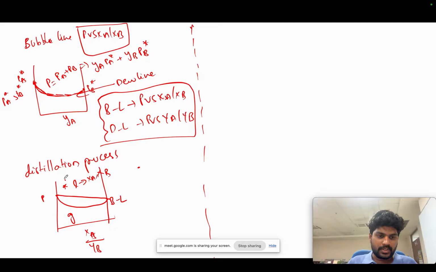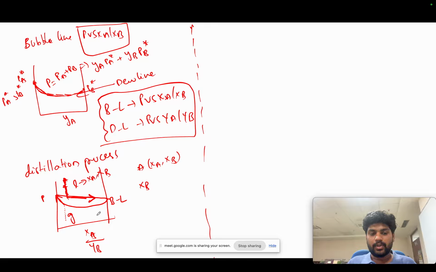Suppose this is the A position. In the A position, we have XA comma XB. We have both, and we are squeezing, squeezing, squeezing until this point. We got into this. After the squeezing, it will never go down. It will go in this way. If you are taking this curve, if you are taking the gaseous molecule, it will go like this and it will go like this.